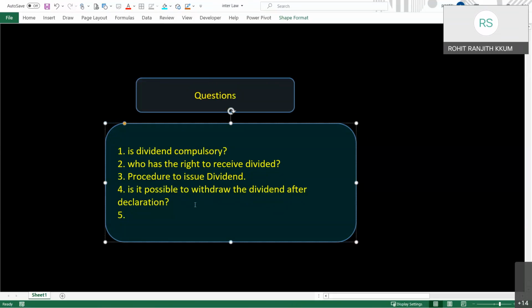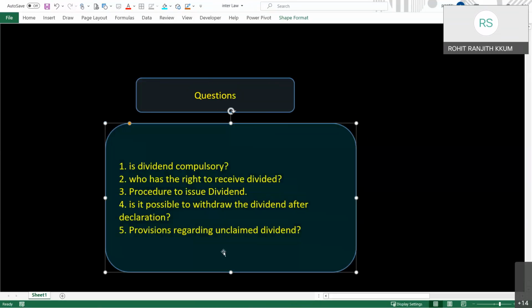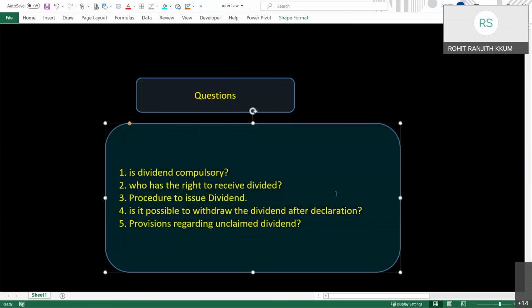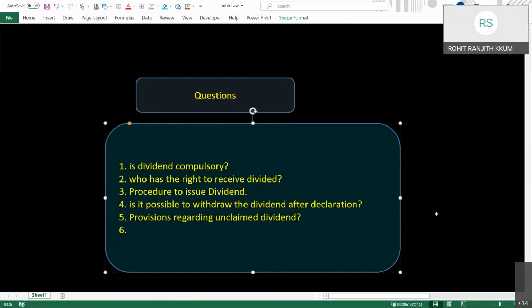All right. Then write down provisions regarding unclaimed dividend. Is it possible that the company wants to give the dividend, but there are no claimers? Company issued the dividend, waited for 3 years, 5 years, but nobody came to claim it. Such situations are possible. So if there is such unclaimed dividend, how to deal with that? That is also a question. Next point you write down: dividend in case of transfer of shares.